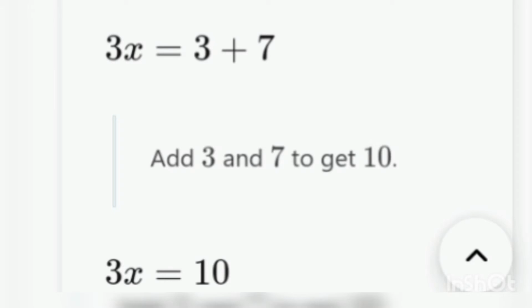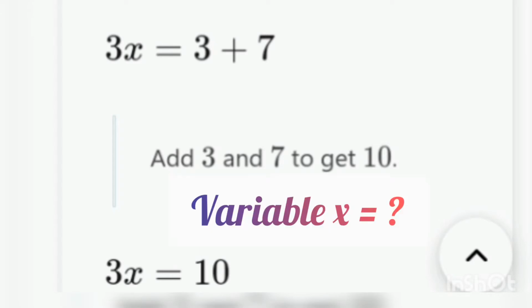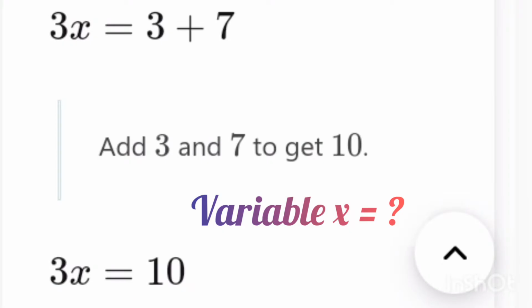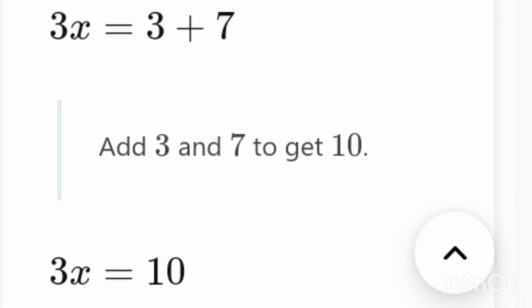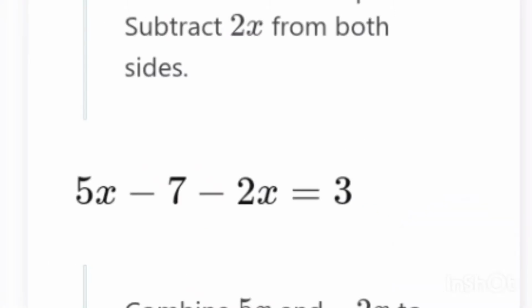That is the reason 7 is added to 3, not subtracted, and we get 10, and we have to divide by 3 on both sides to get the value of the variable x that is unknown in the equation. Calculate it, students, and get the value. We get 10 by 3.